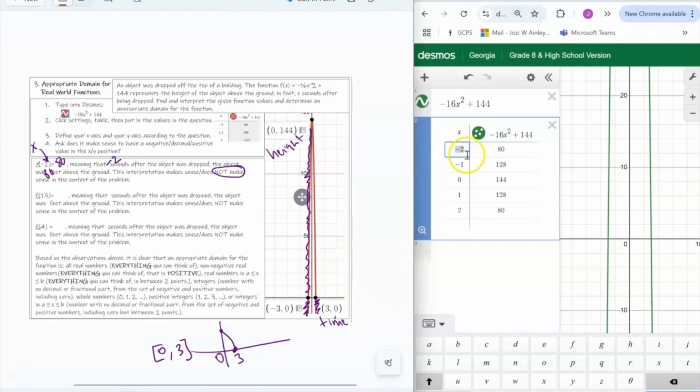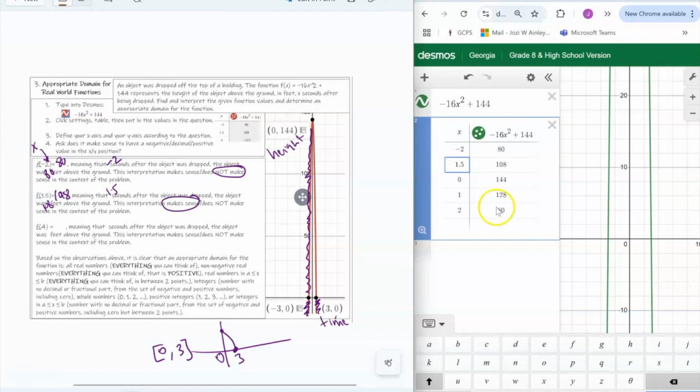What about when you have 1.5? That's positive 1.5. So now it's checking, can I have 1.5 of a second? And I can. We'll see if it makes sense. So f of 1.5 is 108, meaning that 1.5 seconds after the object was dropped, the object was 108 feet from the ground. Does that make sense? Sure, because I can have half a second. So this makes sense.